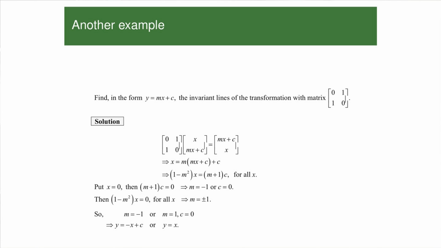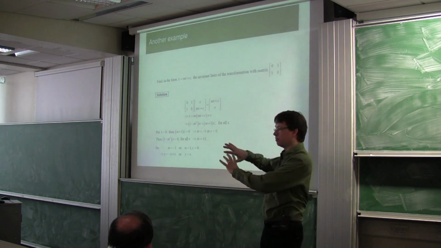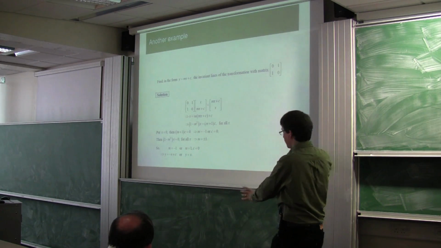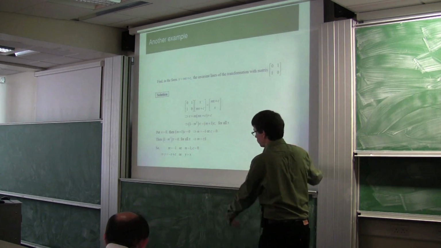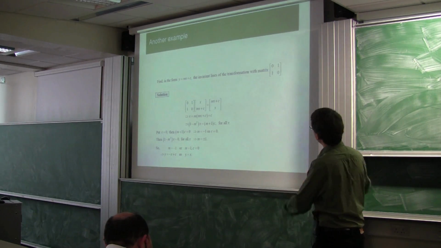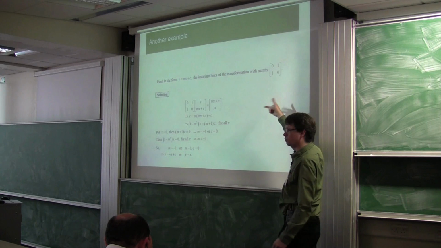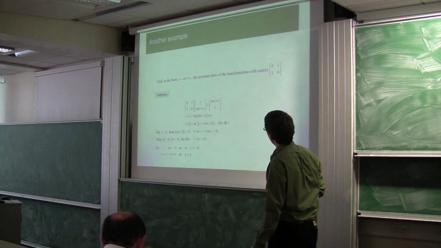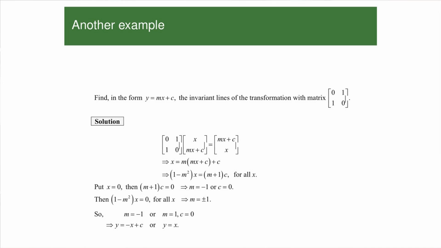So it says, find in the form y equals mx plus c the invariant lines of the transformation with matrix 0, 1, 1, 0. So basically, you've got a line in the plane, and then there's a transformation applied to it. You want the lines which don't change. That one's easy because it's just swapping around the x and the y coordinates. So we look at this example, and you can see there's lots of use of the implication sign.